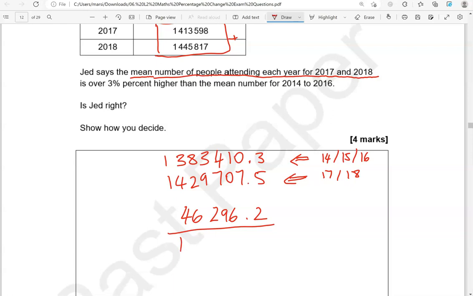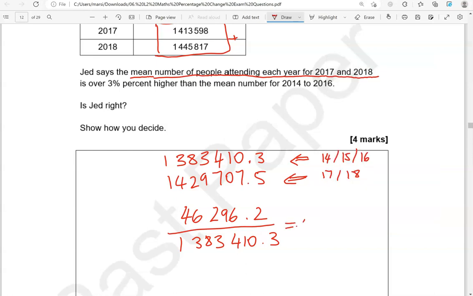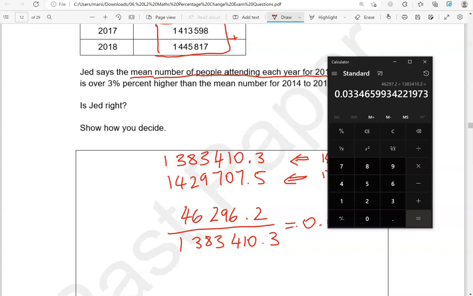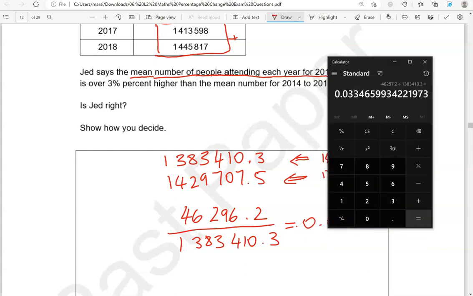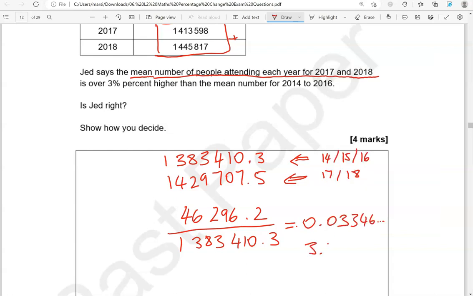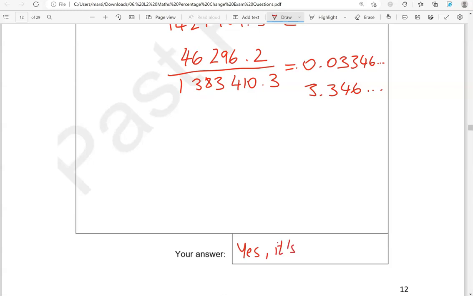So out of 1,383,410.3, the number we still have here, we divide: 46,297.2 divided by 1,383,410.3 equals 0.03346. If we multiply this number by 100, it gives us the percentage. So that is 3.346. That is over 3%. So is Jed right? Yes, it's 3.346%.